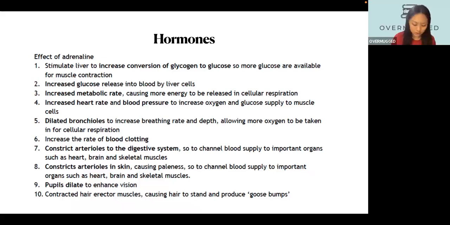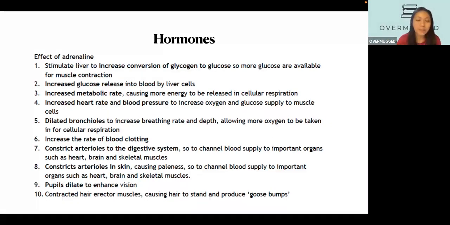Okay, so look at all these points. It stimulates the liver to increase conversion of glycogen to glucose. Okay, so that hits the glucose part. And then increase glucose release into the blood by liver cells. So after they convert, they release it into the bloodstream. Of course, it needs to be released into the bloodstream, because if they don't release it, then all the muscle cells cannot use it for aerobic respiration.